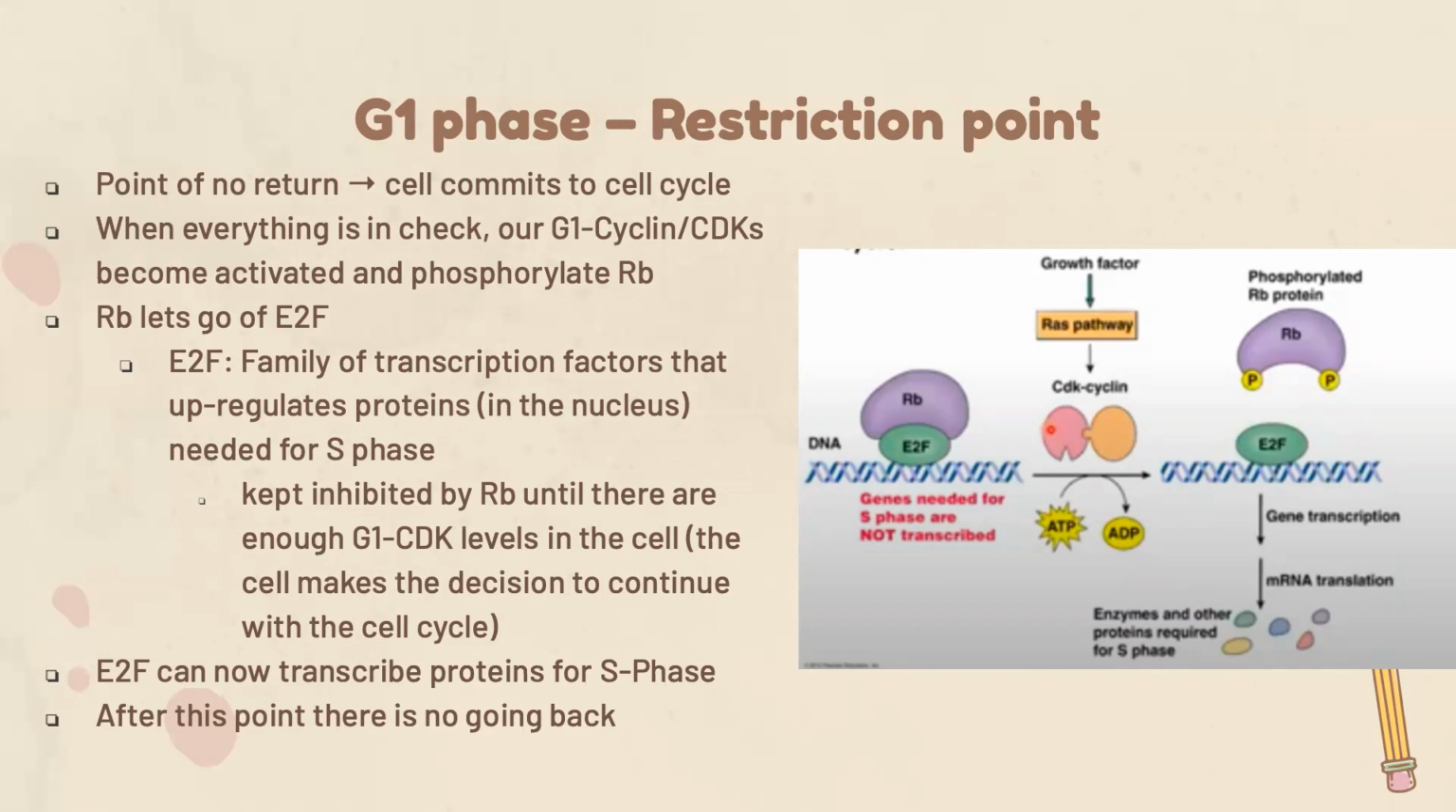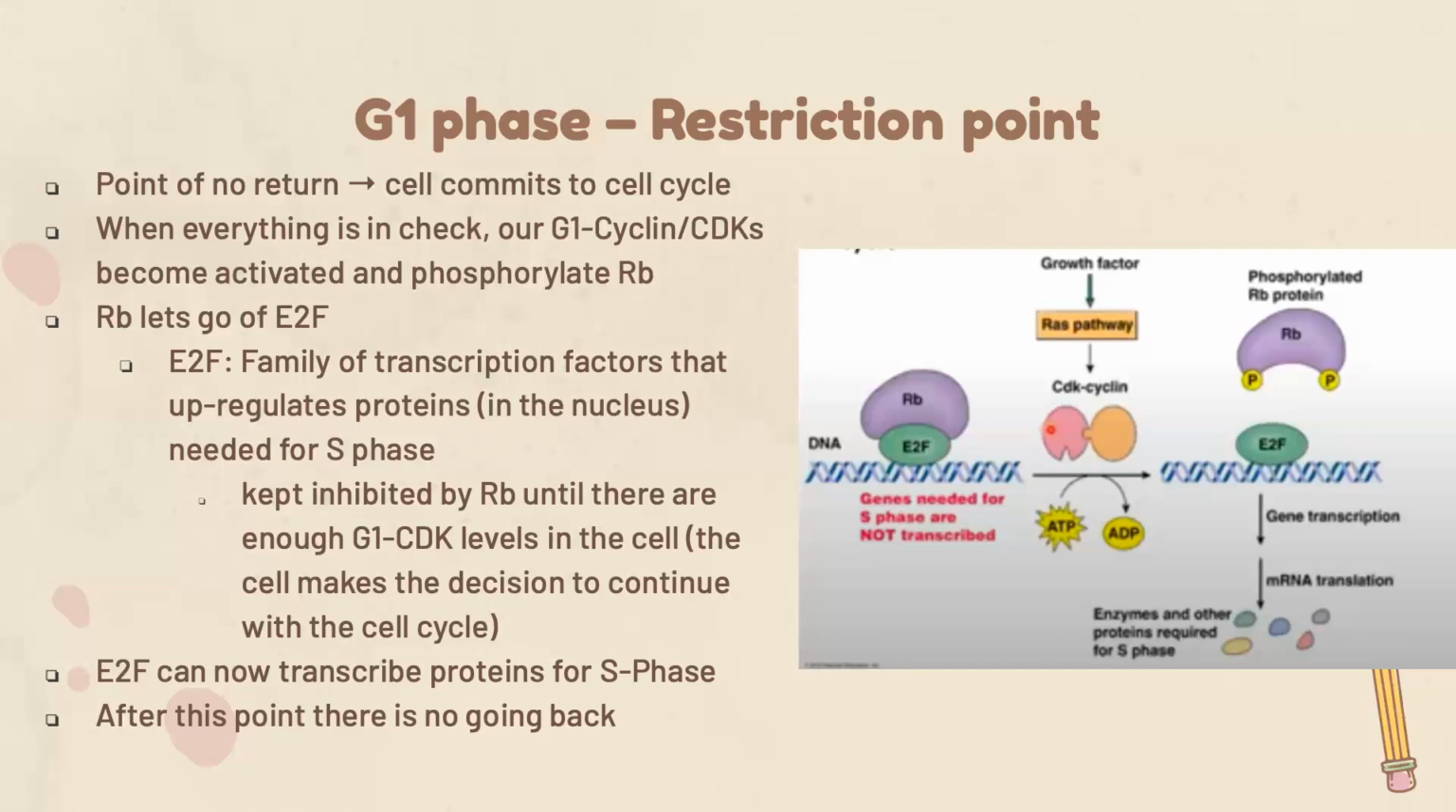So when the cell is ready to commit to the cell cycle, the G1 cyclin CDKs are active and they phosphorylate a protein called RB. Before, RB is bound to E2F and holds it inactive, and once RB is phosphorylated, it lets go of E2F. So E2F is a family of transcription factors that upregulate the transcription of proteins that are needed for S phase.